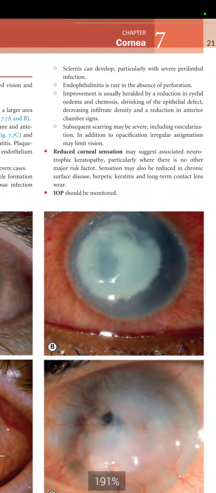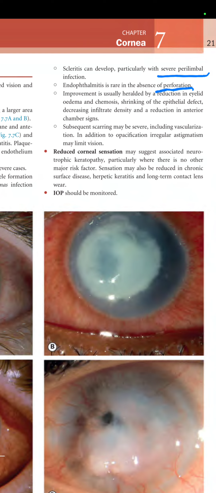Now anything can happen. We are studying what happens if severe infective keratitis occurs. It can lead to complications like perforation, and scleritis can also develop due to keratitis, particularly with severe perilimbal infection. Endophthalmitis is rare in the absence of perforation, but it can happen.